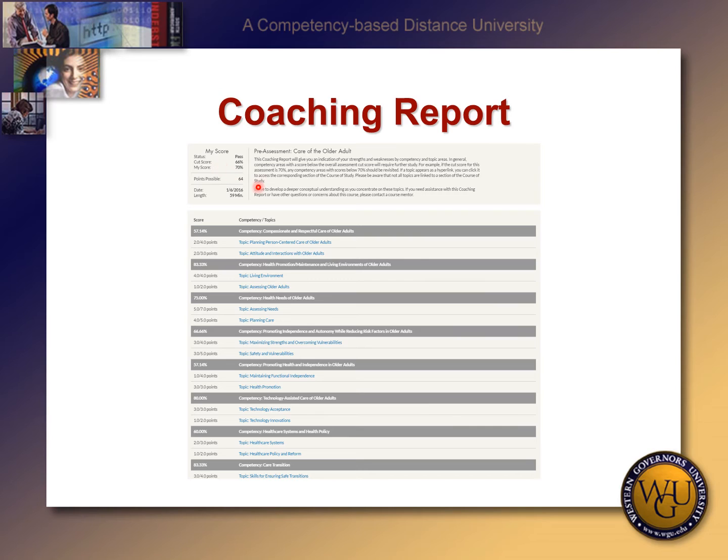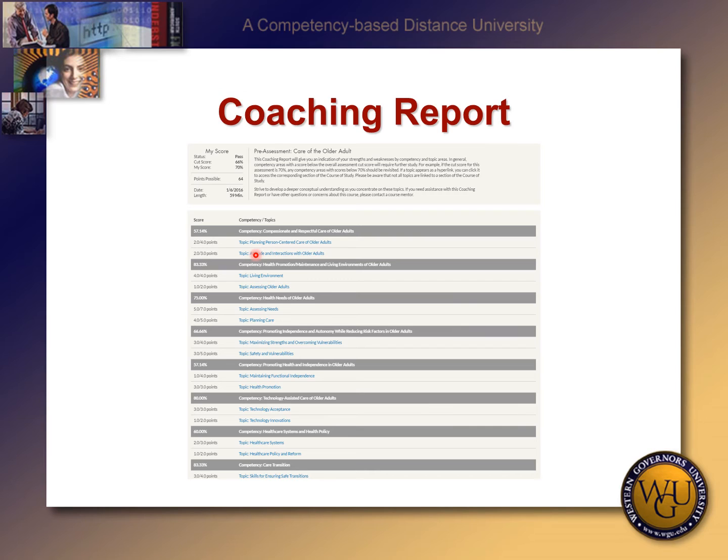Now, if you move down in the coaching report, you'll see that it's broken down by competency. And these are the competencies in Care of the Older Adult. The first one is compassionate and respectful care of older adults. And you'll see that the student got a 57% here. Well, that is quite a bit below the cut score. So we're going to want to spend some time in this area, read everything that's offered for it before we move on to the next. And each competency is broken down by topic. And we'll go over how that works in the reading when we get back to the main page.